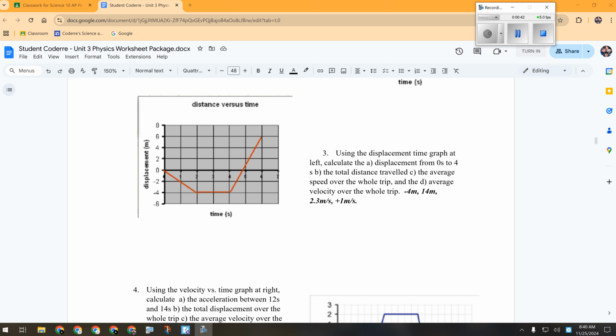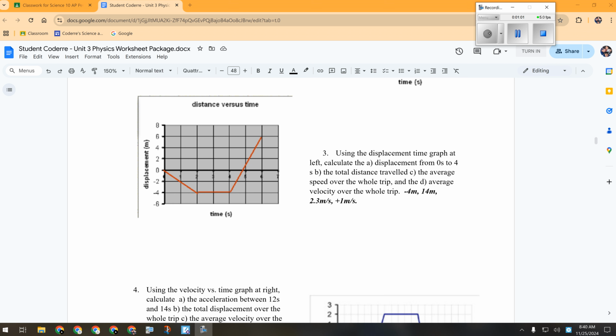Okay, so if we want to find the displacement from 0 to 4 seconds, we're simply going to go final position minus initial position. All right, our final position was -4. Our initial position was 0. What's our displacement? -4 meters.